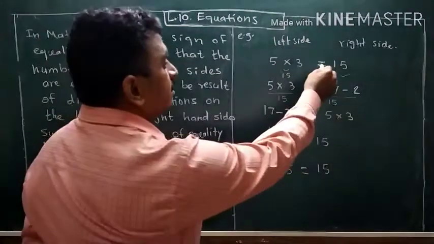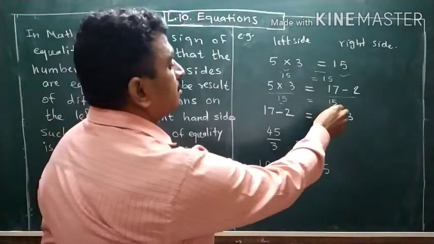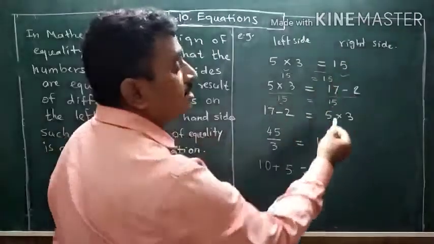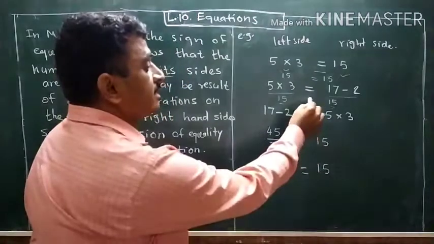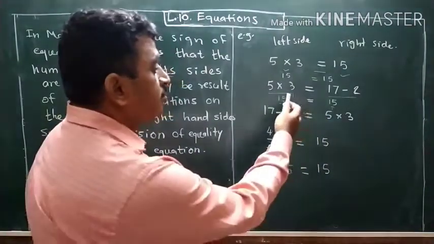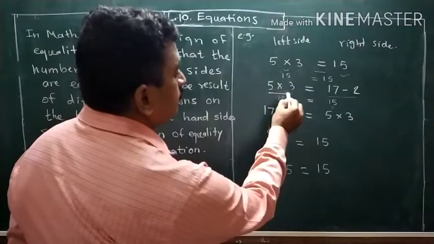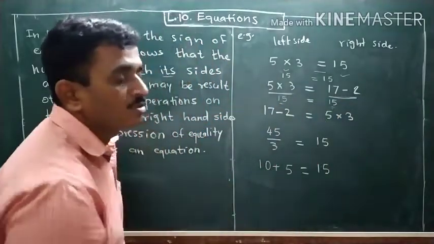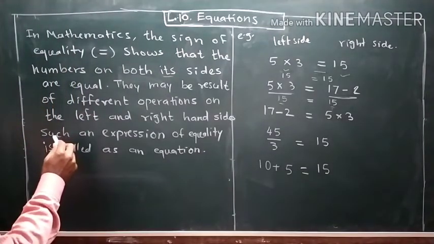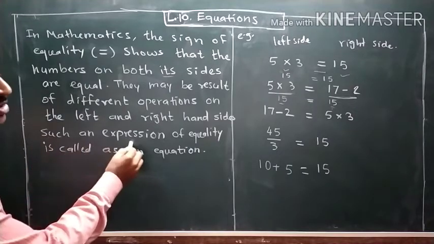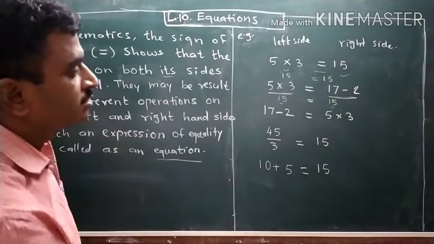On the left hand side of the equal sign, whatever number we get is exactly equal to the number on the right hand side of this equal sign. That's why this equal sign is given in between those two numbers, for these two sums, also called expressions. So we can say that such an expression of equality is called an equation.